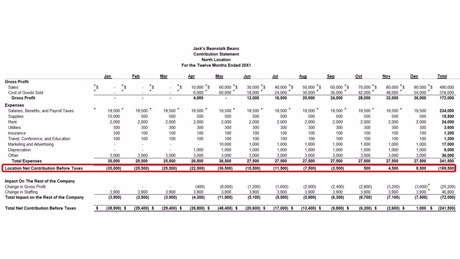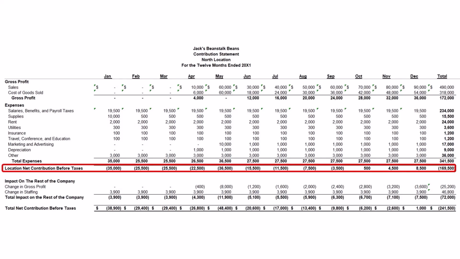I was very intentional when adding before taxes to the title of the net contribution totals. Contribution analysis is often done pre-tax. I did it that way for simplicity in this example. It's very appropriate for nonprofits and pass-through entities like LLCs or S corporations. You may want to model the tax implications at the location level or as an impact on the rest of the company. This might be especially true for projecting cash flows because a new location could provide very large deductions in the early years.